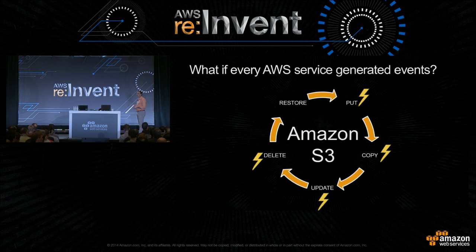And so one of the key ideas we had was, what if every service in AWS could generate events, could tell you when it's done something interesting? Maybe an API has been called, or an object has gone through some kind of transition. So if you think about S3 as an example, you start by putting an object the first time, that's a creation event. Then you copy the object, perhaps, that's a copy event. Then you do some updates to the object, delete the object. Each one of these transitions is a different kind of event.